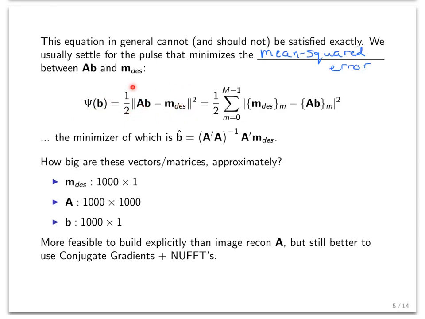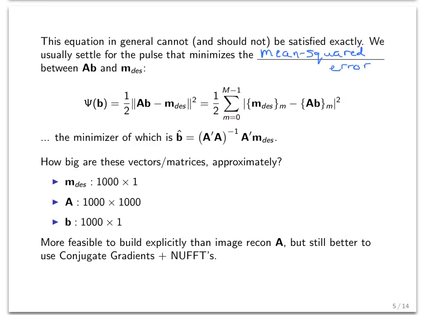This is the L2 norm, and you can equivalently write this as a sum over the spatial indices of the absolute value of m desired at location R sub m minus AB at location R sub m. So when you multiply A times B, you get a column vector, and you take element m of that, and likewise m desired is already a column vector, and you take element m of that. You subtract the two, take the absolute value squared, and then sum over space. That is the objective, the function that we want to minimize.